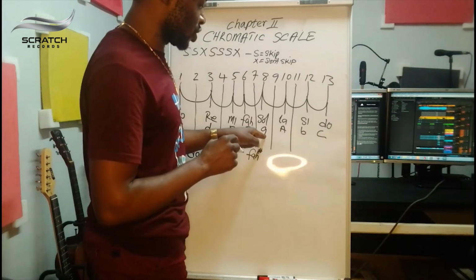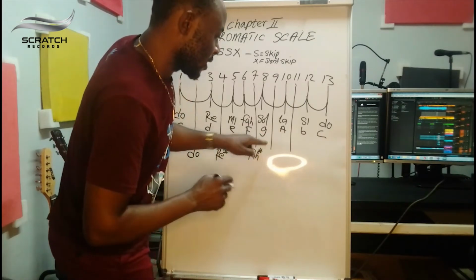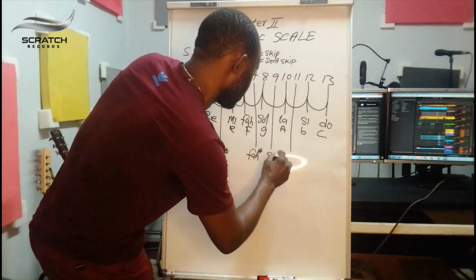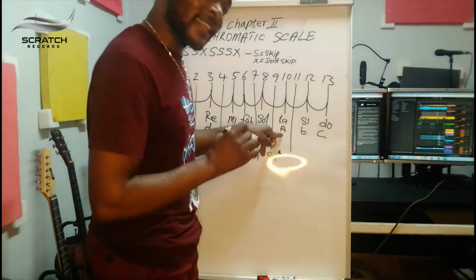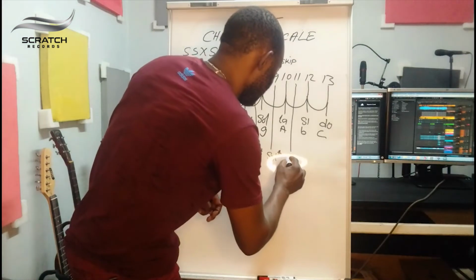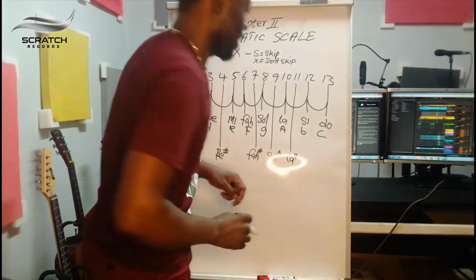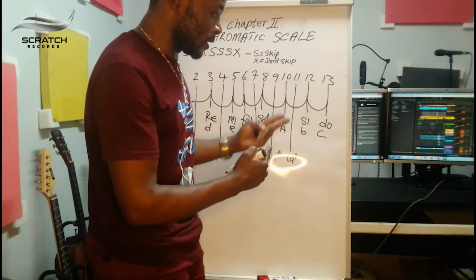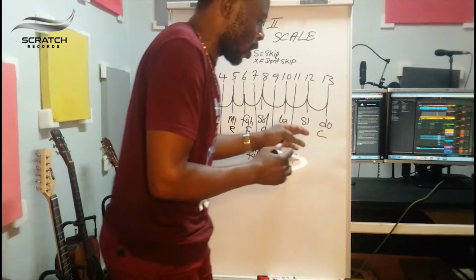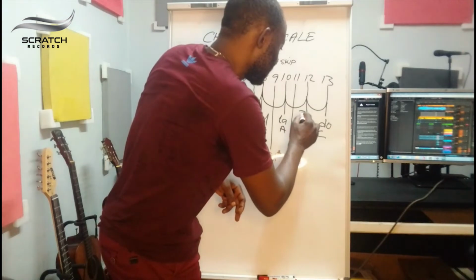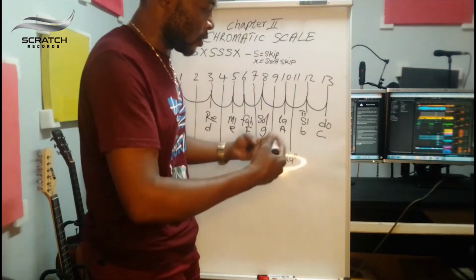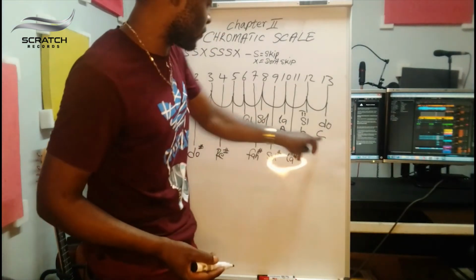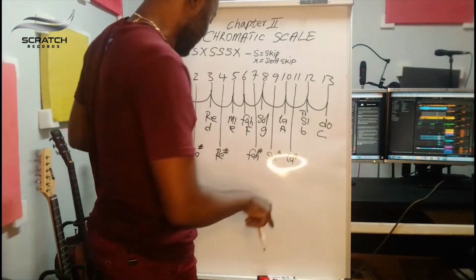Then now we have sol, which is G. And sol has a sharp, so it is sol sharp. Then the next note is la, and it has a sharp too, so it's la sharp. Then we have C or T. There are two ways of pronouncing these. Some people call it C, some call it T, but all work. And it doesn't have a sharp because you go back to do, and the first do is still the last do, so this do sharp is still this other do sharp.